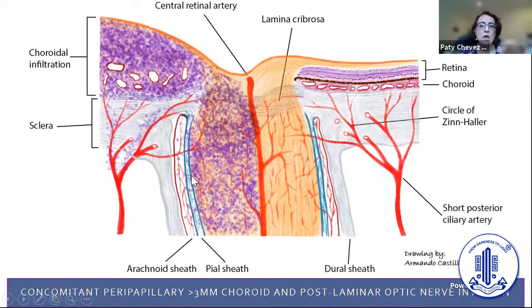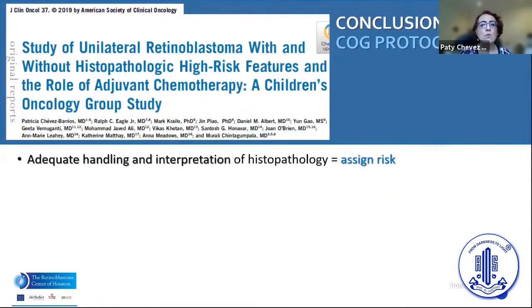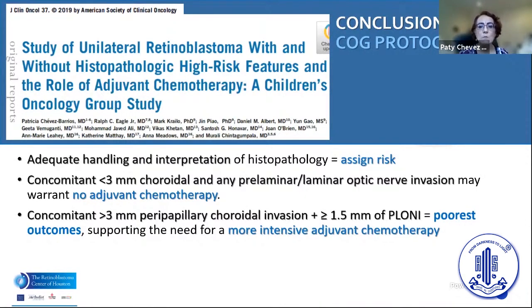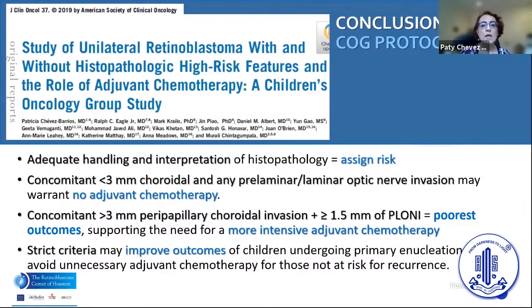And even if you clear your tumor any way you want by surgery or by chemotherapy, the tumor is already in the brain. So the conclusion of this trial is that minimal choroidal invasion and minimal optic nerve invasion does not really need adjuvant chemotherapy. However, this combination most likely needs more intense adjuvant chemotherapy, as that is where you are treating the metastasis that may already have happened. And so, with these stricter criteria, maybe you can have a better prognosis for these patients.